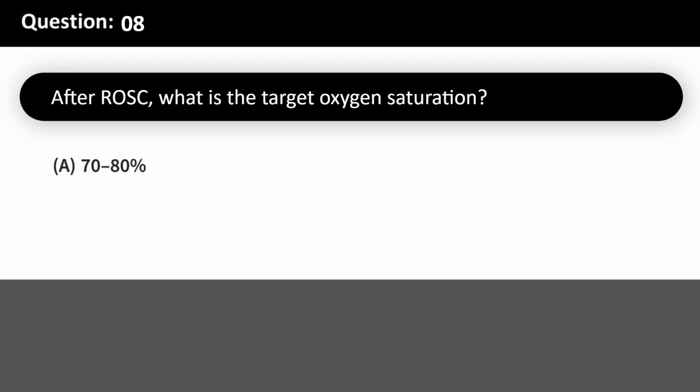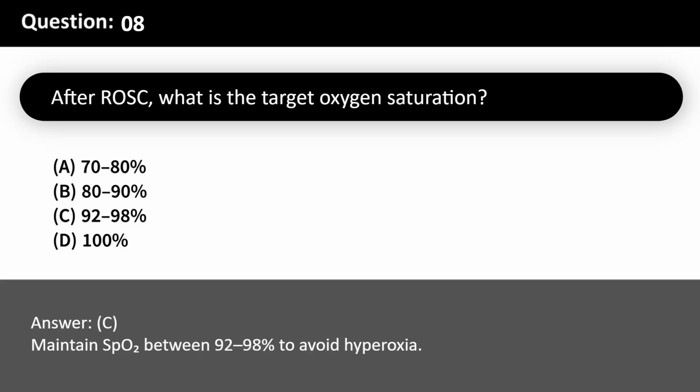After ROSC, what is the target oxygen saturation? A. 70 to 80%. B. 80 to 90%. C. 92 to 98%. D. 100%. Answer: C. Maintain SpO2 between 92 to 98% to avoid hyperoxia.